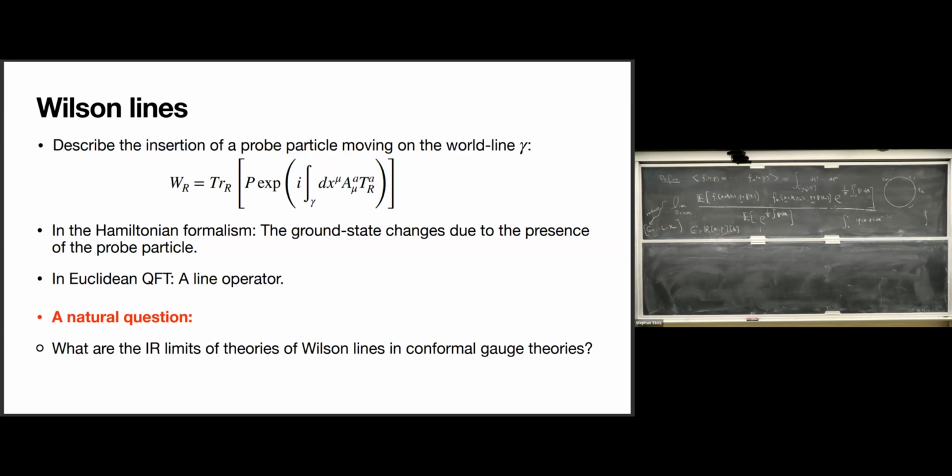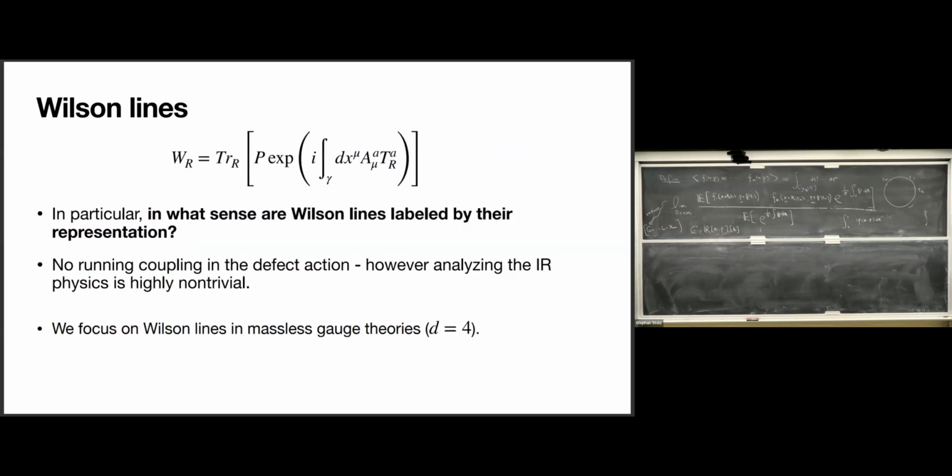However, if you're working in Euclidean quantum field theory, having a Wilson line just amounts to having a line operator. And a natural question that arises when looking at this expression is, what are the infrared limits of Wilson lines in conformal gauge theories? In particular, in this formula, there is no running coupling. There is no coupling constant. So in what sense are the Wilson lines really labeled by their representation? This is a curious question, and it turns out that the answer is not trivial.